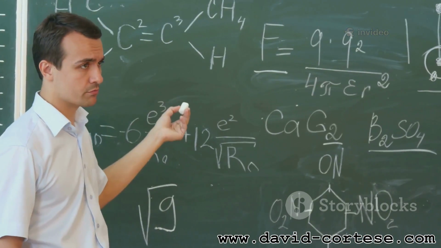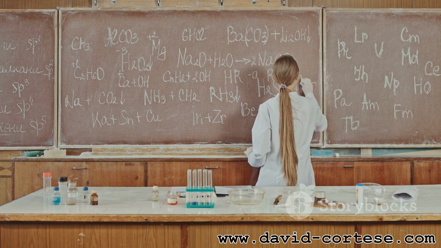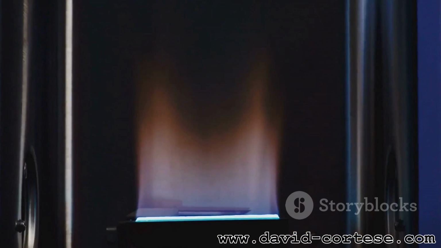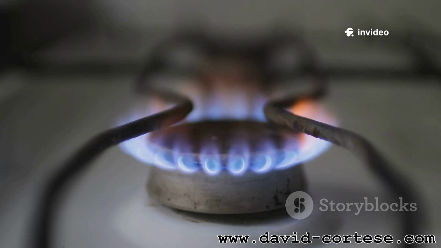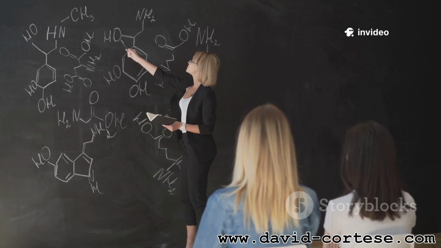Now let's talk about equations. Every reaction can be written as a chemical equation. For example, methane burning in oxygen looks like this. CH4 plus O2 gives you CO2 and H2O. But hold up, you've got to balance it.